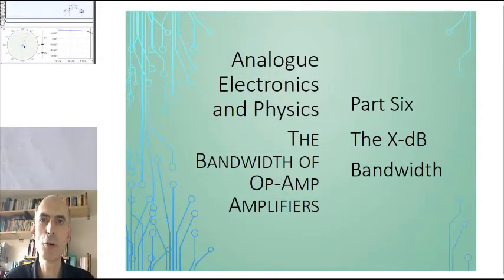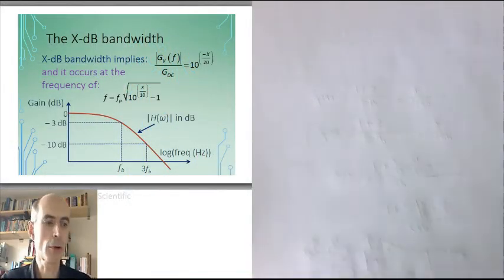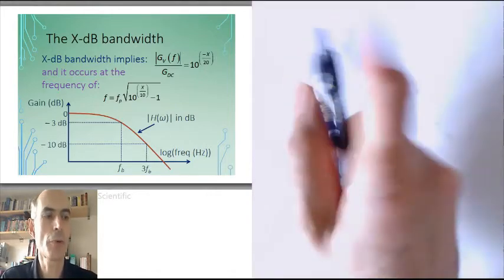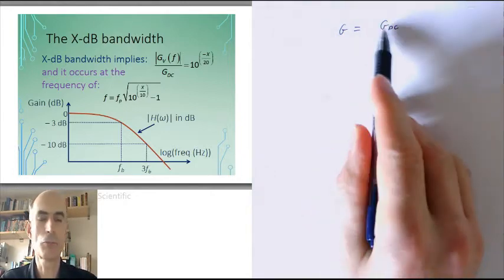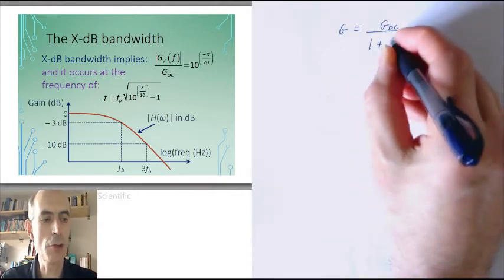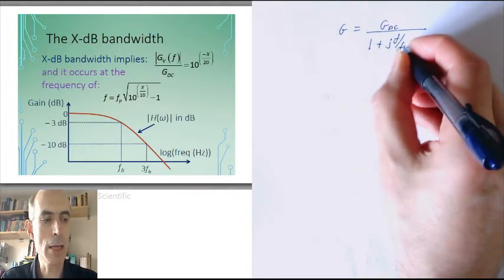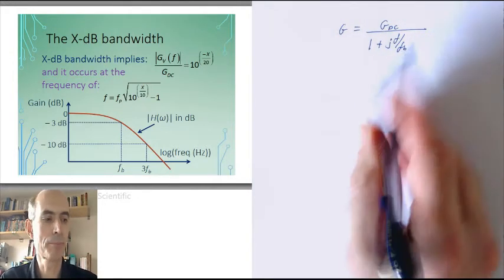This time I want to show you how to calculate the 1 dB bandwidth, or the 10 dB bandwidth, or the 15 dB bandwidth, or the 6 dB bandwidth from the 3 dB bandwidth. This method works for any circuit in which you can express the gain in terms of a low frequency gain, which I'm writing as GDC, the gain at DC, divided by 1 plus j F over FB, where FB is the break frequency, or in other words, the 3 dB frequency.